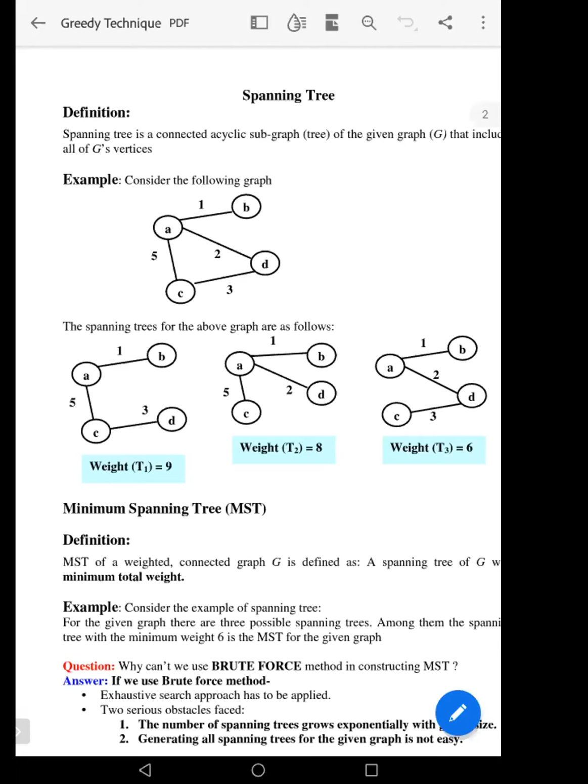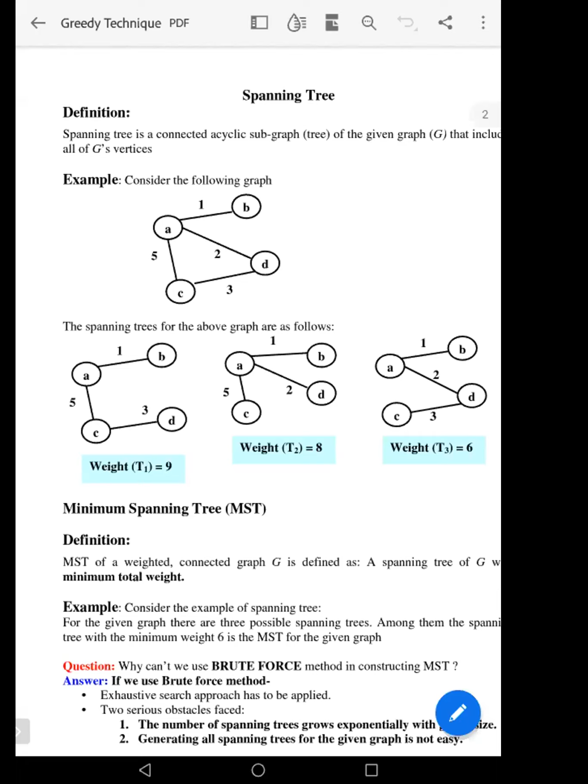But by the definition of trees, if there are n vertices and n minus 1 edges, then that is always a tree. What is the property of a tree? If there are n vertices and n minus 1 edges, then that graph is always a tree. So here there are 4 vertices and 3 edges. In all cases, see, there are 4 vertices and 3 edges.